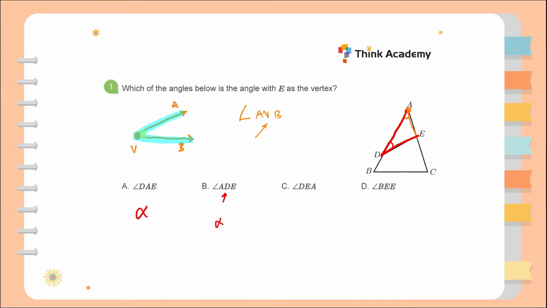Let's try option C. Okay, we have DEA, D to E to A. So DEA, right? E is the common endpoint of the two rays, DE and AE, and E is in the middle, and it is a vertex. So option C is correct.